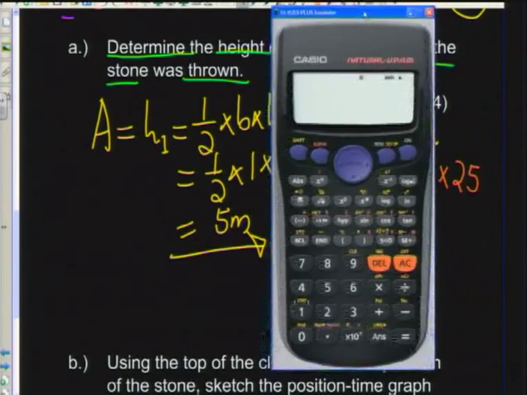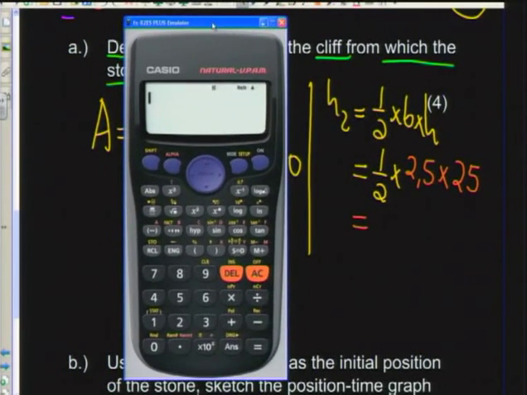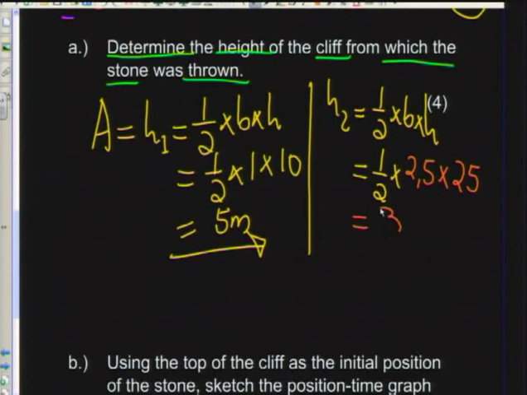All right? So let me put it this side because we're working there. So we've got 0.5, which is half, times 2.5 times 25. And what do we get there? 31.25. Okay? So 31.25. This is meters, like the first one, which is in meters.